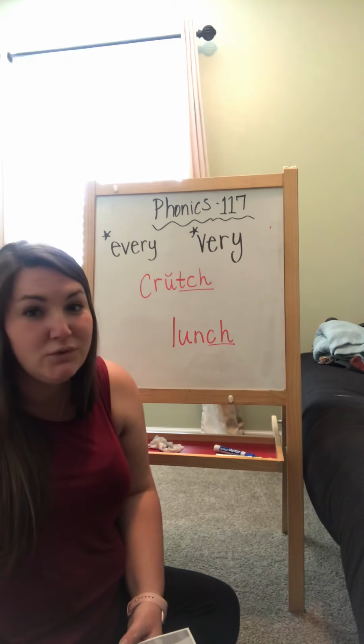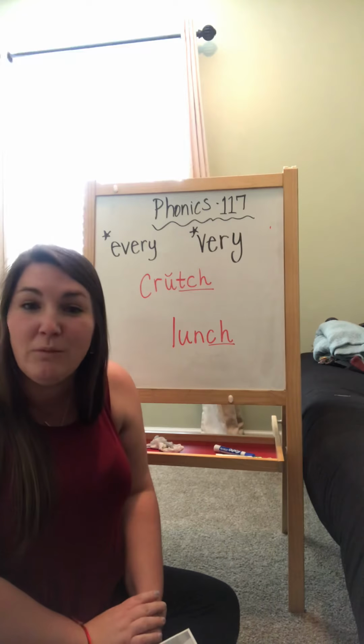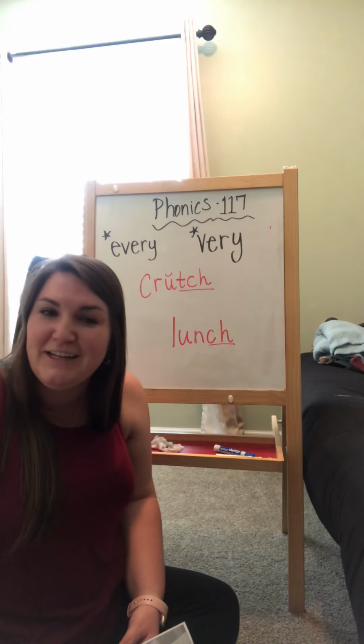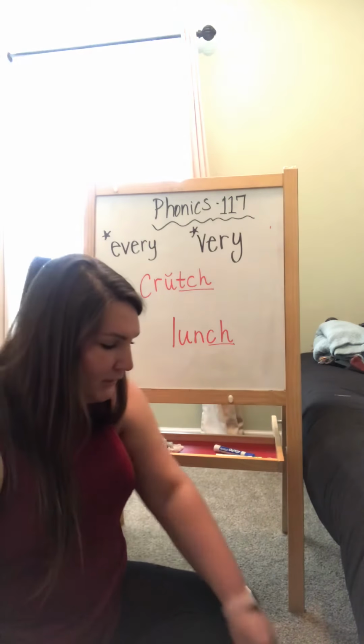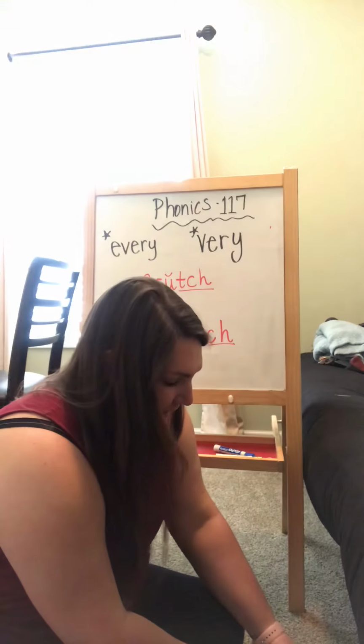So if it's a short vowel, I'm going to put D-G-E at the end of a word. If there's not a short vowel, we know it's just going to be regular G-E at the end of a word. All right? So let's do some practice. You should have your phonics lesson 117.